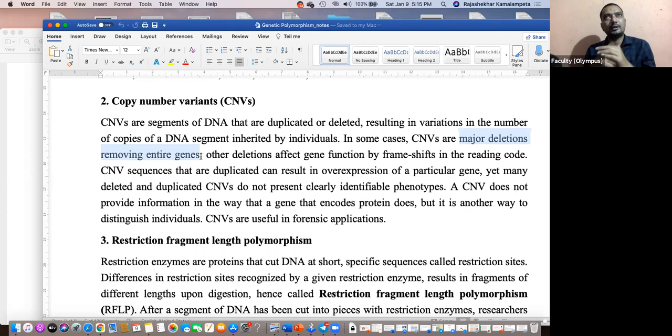That is what happens in cancers. We receive more and more growth signals even when it is not needed. So like that, this is a variation in terms of copy number. Some people may carry 1 copy of the gene. Some people may carry multiple copies of the gene. At that level, it is called copy number variation.